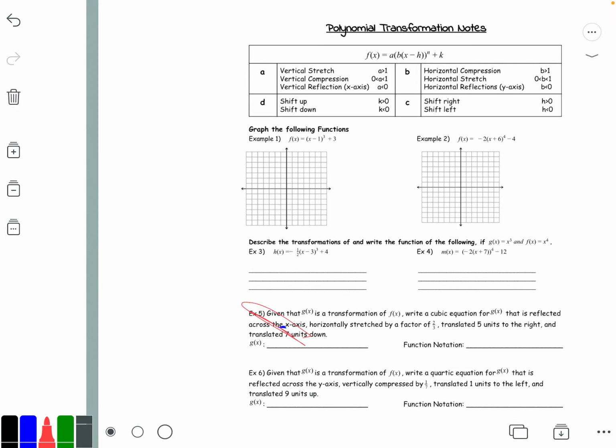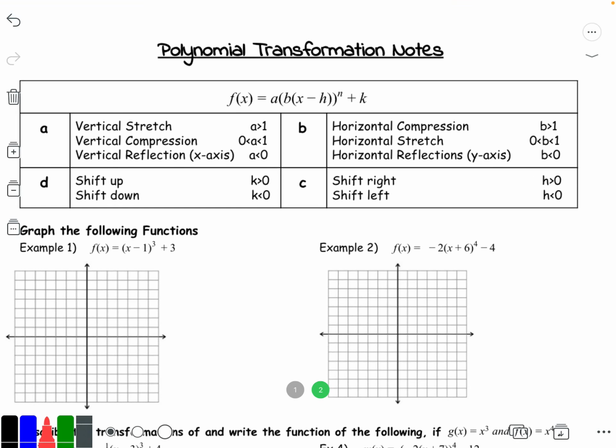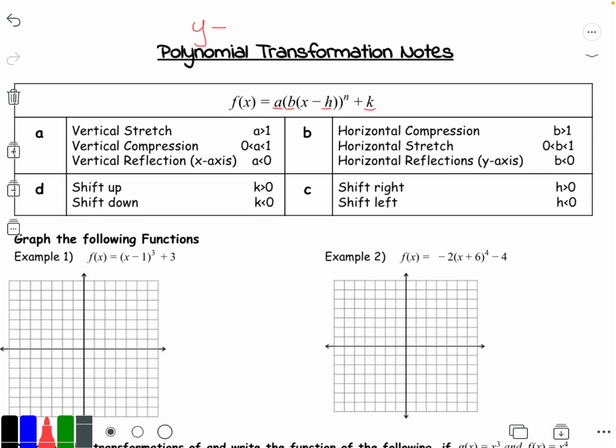Okay. So now let's go ahead and talk about these polynomial transformations. And this should look very familiar to you, okay? It should look very, very familiar to you. Now, when we have our a, b, h, and k, remember when we had y equals a(x minus h) squared plus k, and that was for our quadratic. So we have the same situation here.